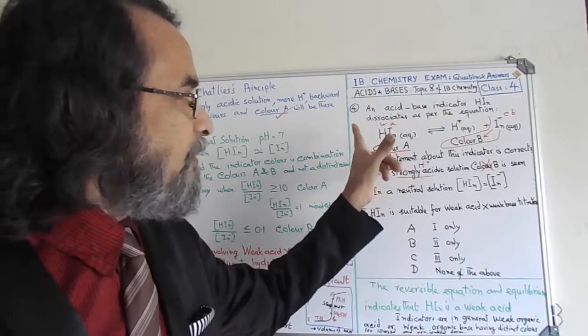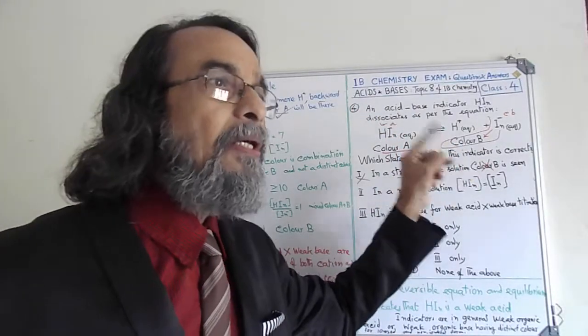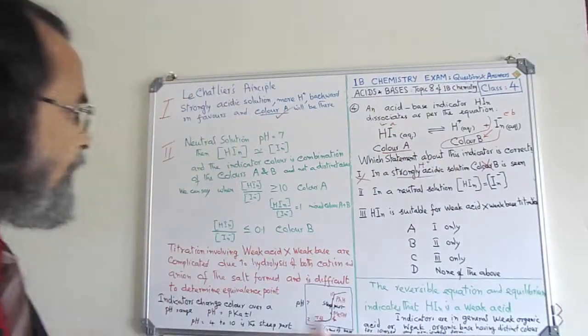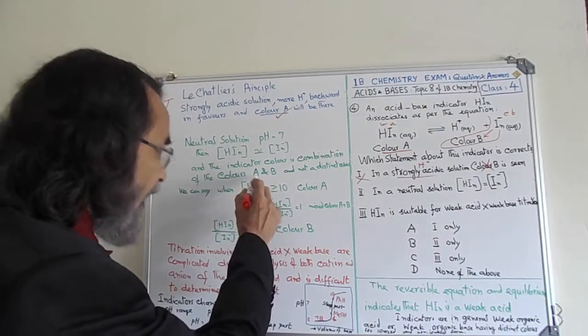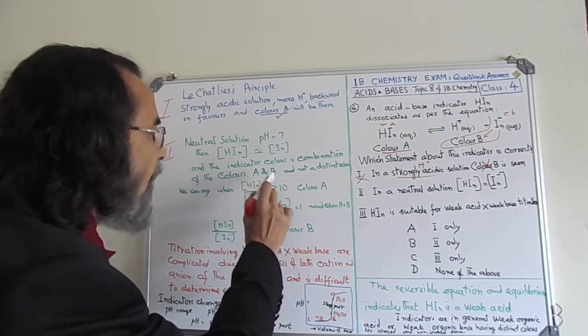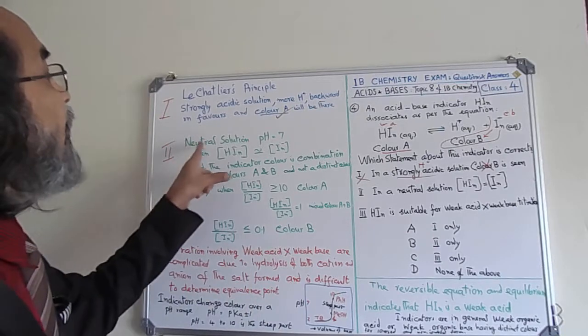So the purpose of the indicator is not served properly, because we have a combination of color obtained. Instead of color A or B, we have A plus B. A combination is obtained in neutral solution.